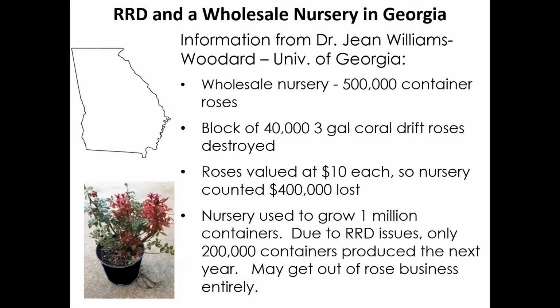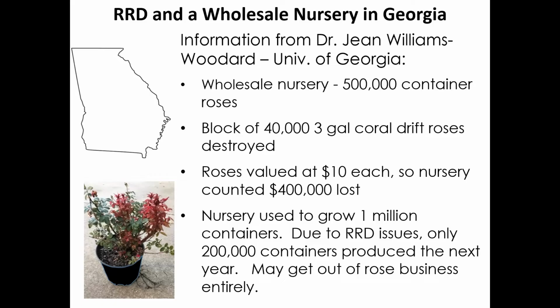Now, here's a case of a wholesale nursery in Georgia. The nursery produced 500,000 container roses. In one block of 40,000 Coral Drift roses, over 70% of them became symptomatic. Now, that didn't happen overnight. They didn't catch it, because this particular nursery has tens of millions of containers of different plants, and it just got by them. Those roses, though, were worth $10 to the nursery.